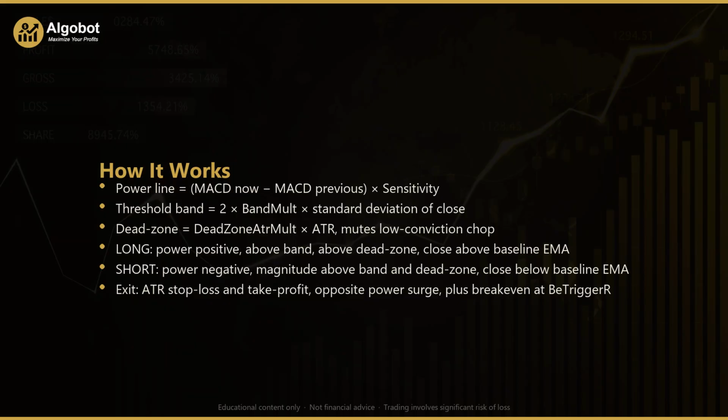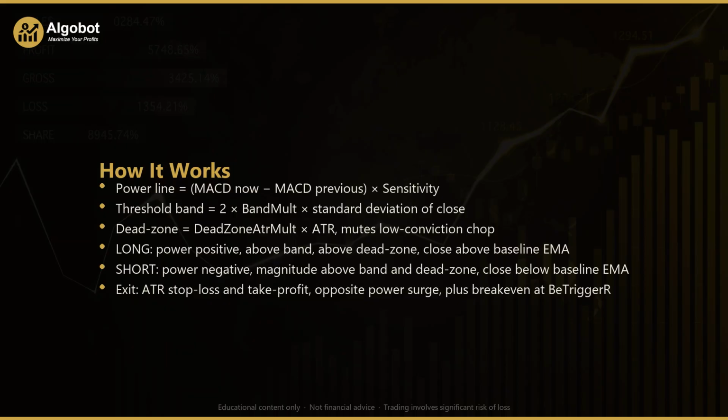Next, the strategy measures the threshold band. It takes the standard deviation of closing prices over the band period, which defaults to 20 bars, and multiplies it by 2 times the band multiple, which defaults to 2.0. That produces the bandwidth, the amount of movement the market is currently allowed. There's also a third filter called the dead zone. This is the average true range multiplied by the dead zone ATR multiple, which defaults to 0.15. Its job is to mute quiet, choppy conditions, so a weak flicker in the power line doesn't count as a real signal. Now the strategy checks its conditions.